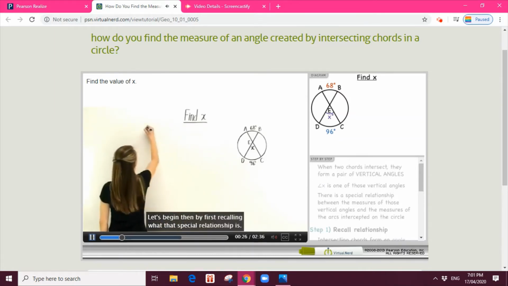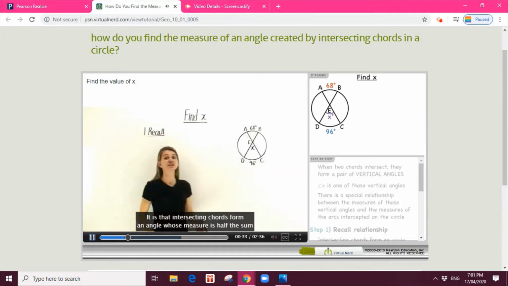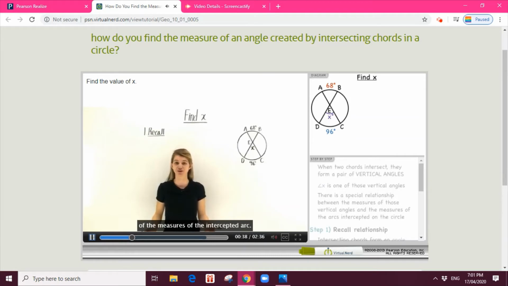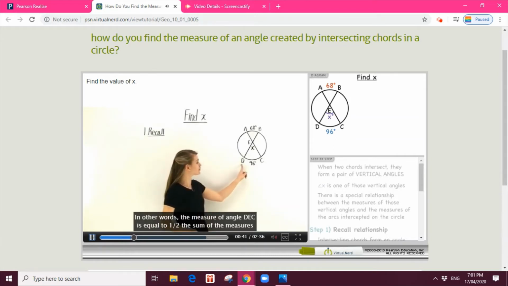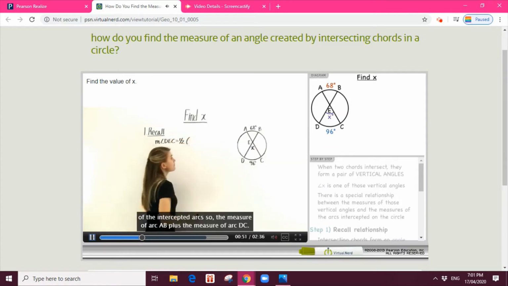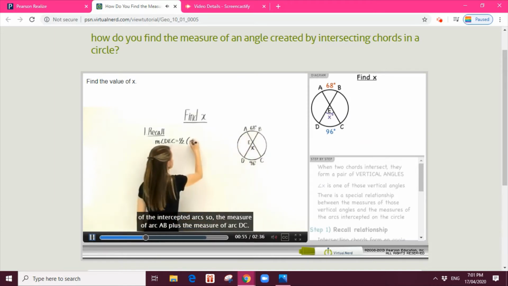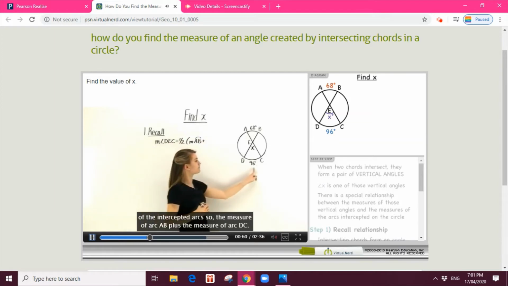Let's begin then by first recalling what that special relationship is. It is that intersecting chords form an angle whose measure is half the sum of the measures of the intercepted arc. In other words, the measure of angle DEC is equal to 1/2 the sum of the measures of the intercepted arcs. So, the measure of arc AB plus the measure of arc DC.